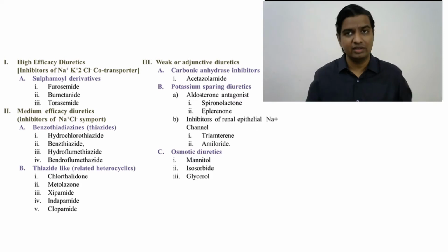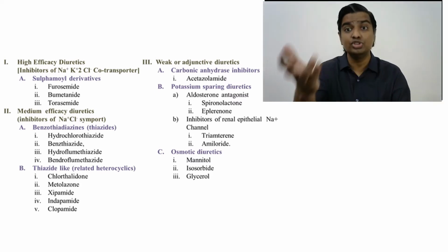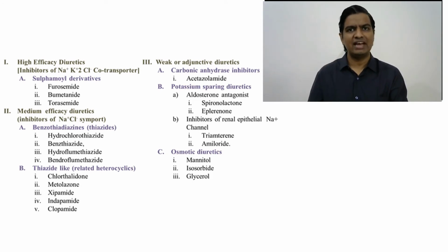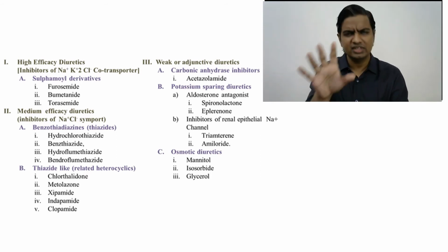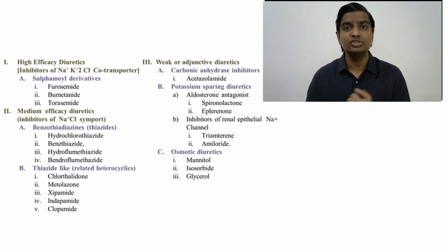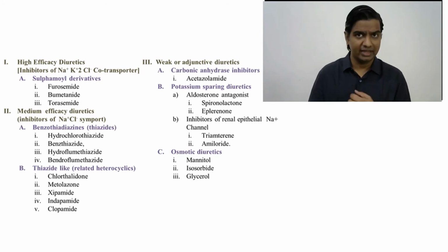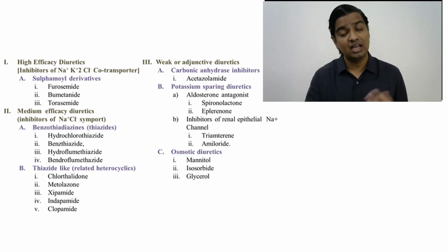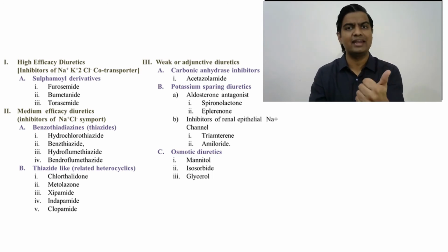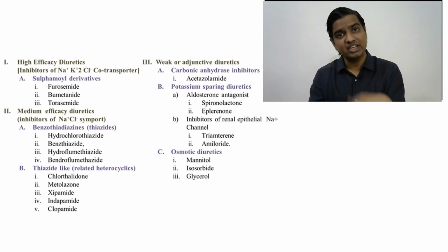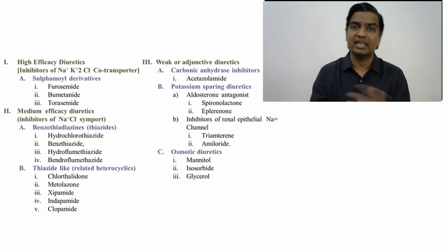And then we have the weak ones which work everywhere else: the potassium sparing diuretics, aldosterone antagonists, inhibitors of that sodium channel, or carbonic anhydrase inhibitors. A carbonic anhydrase inhibitor example is acetazolamide. We don't really use it as a diuretic, we use it somewhere else, but we'll talk about it. Potassium sparing diuretics include aldosterone antagonists such as spironolactone and eplerenone, and inhibitors of that sodium channel, triamterene and amiloride. And lastly, we also have osmotic diuretics including mannitol, isosorbide and glycerol. So logically the classification is understood, plus the mechanism of action is also understood.